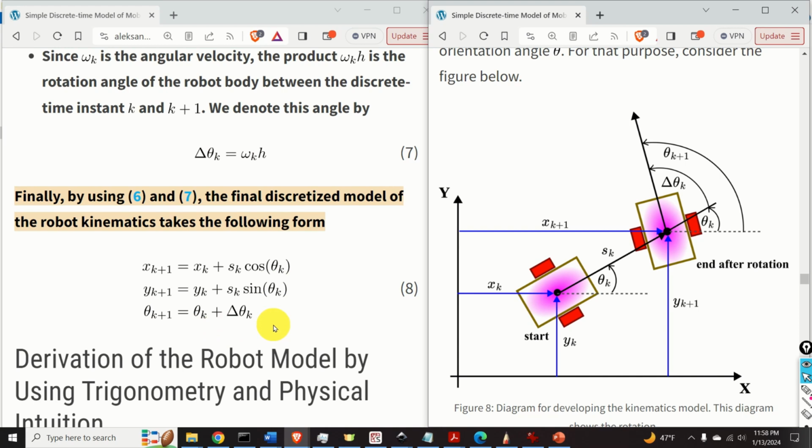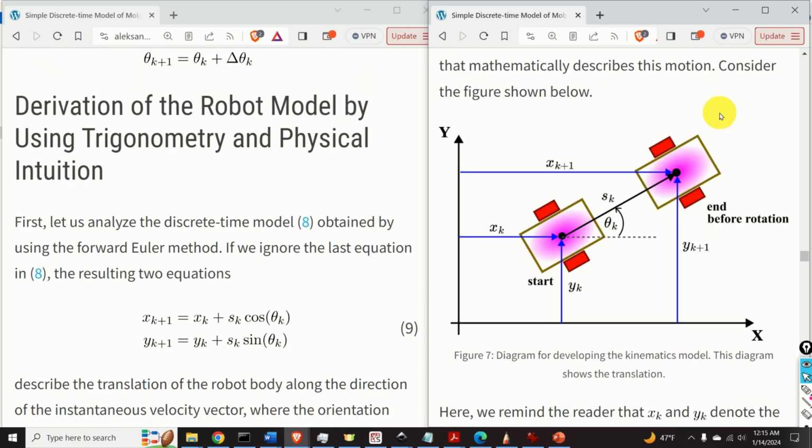This model is very important since it mathematically describes the change of the pose vector in time. For example, this equation tells us that x_{k+1} is equal to x_k plus the travel distance in the direction of the constant velocity multiplying cosine theta_k. Similarly, the second equation tells us that y_{k+1} is y_k plus s_k multiplying sine theta_k. And the third equation describes the change of the angle.